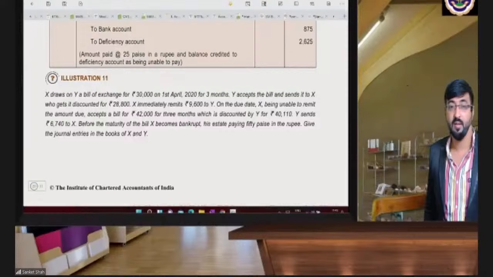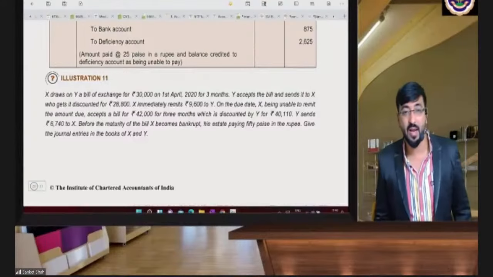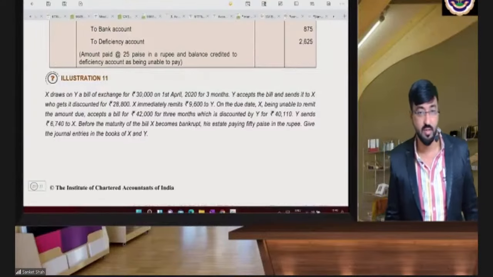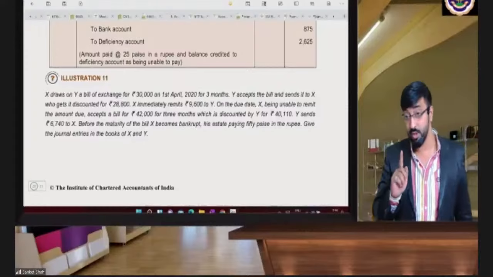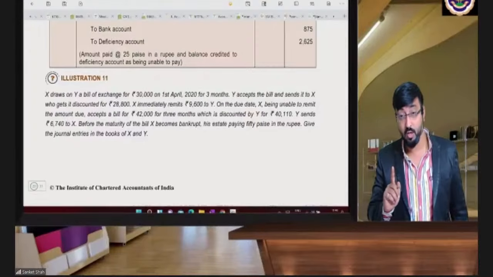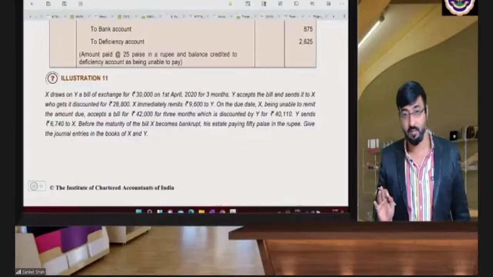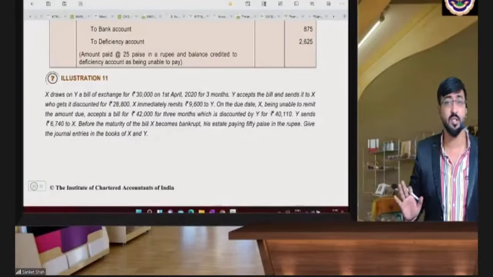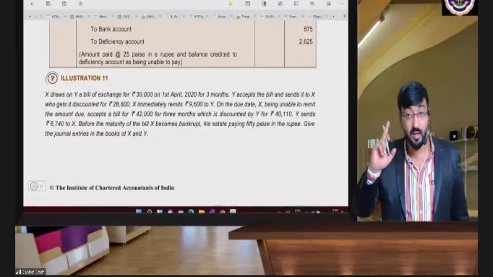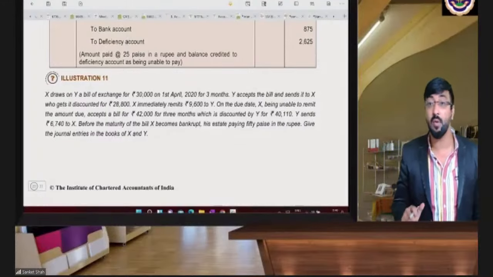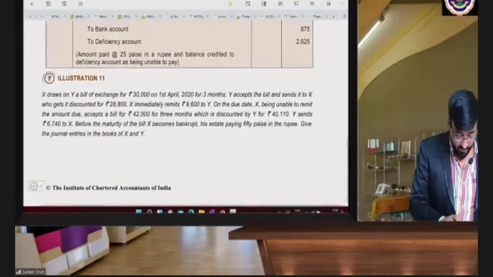X draws on Y a bill of exchange of 30,000. Now please understand this illustration number 11. Make sure you do not make a single mistake in this question, and please pay attention till the last minute. Now I require full concentration and understanding. Improve your understanding for this question number 11. So ready, sir?